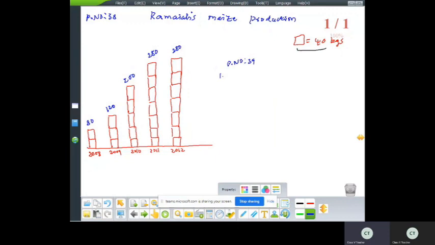First conclusion: in 2008, the maize production was less. Here, this is the less, and this is the more. First conclusion, in 2008, the maize production was less.